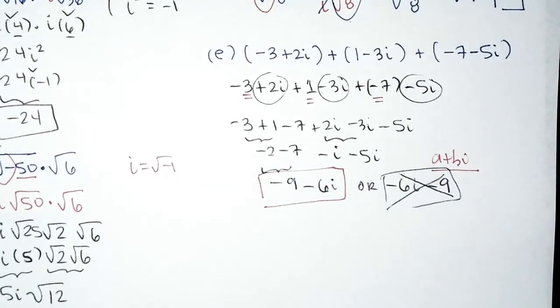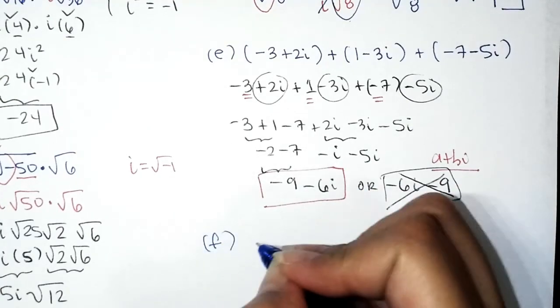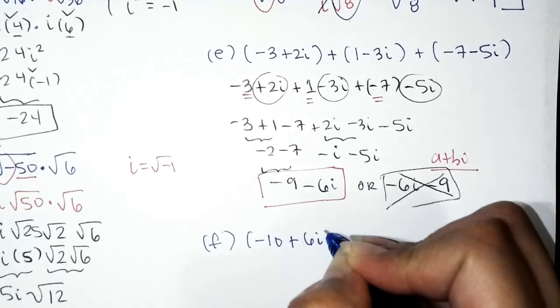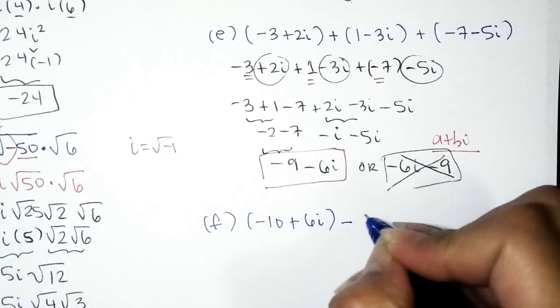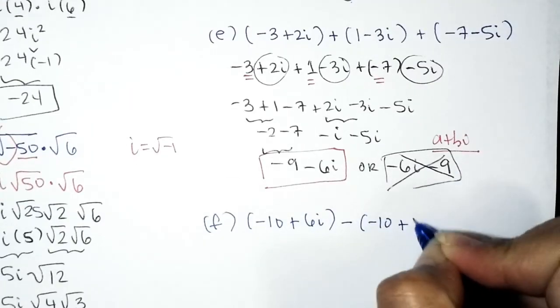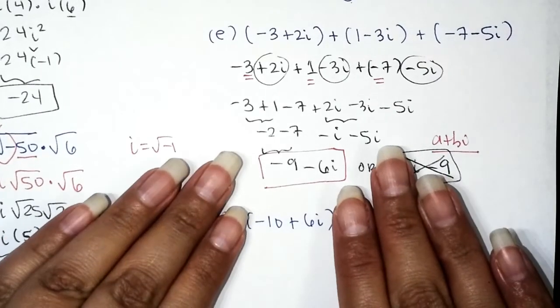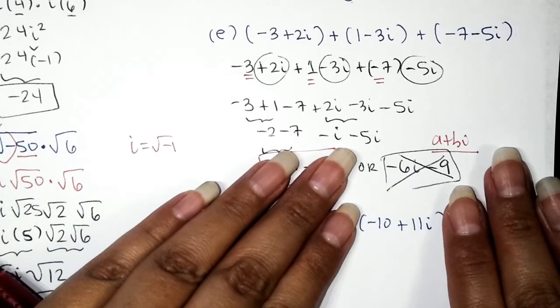Let's go ahead and do problem F. So for problem F, we have open parenthesis negative 10 plus 6i close parenthesis, and we're going to subtract from it open parenthesis negative 10 plus 11i. The parentheses are pretty much there to let you know that these two go together, so that's our first complex number, and these two go together, so that's our second complex number.